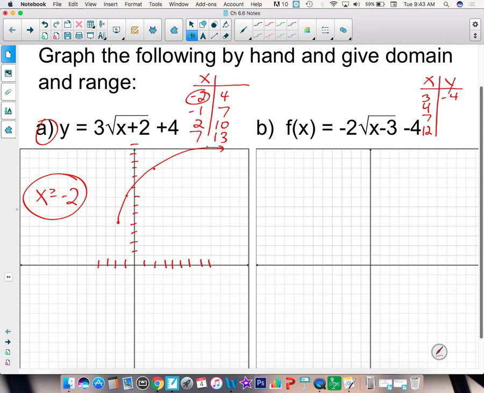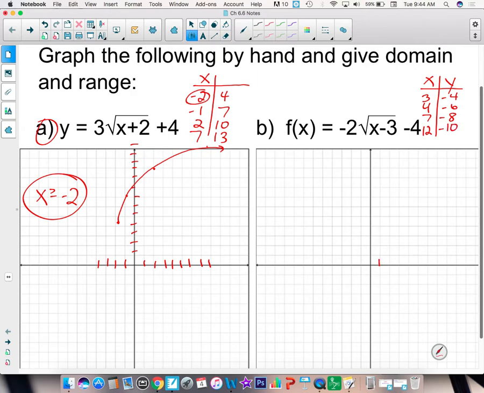4 minus 3, that's a 1. So it's -2 minus 4 is -6. 7 minus 3 gives you a 4. So square root of 4 is 2. -2 times 2 is -4 minus 4, so it's -8. And 12 minus 3 gives you a 9. Square root of 9 is 3. So that gives you a -6 minus 4 is -10.